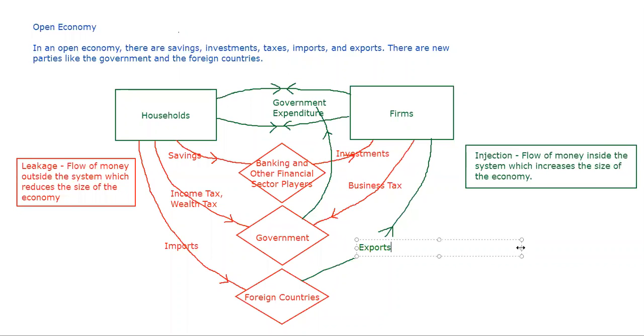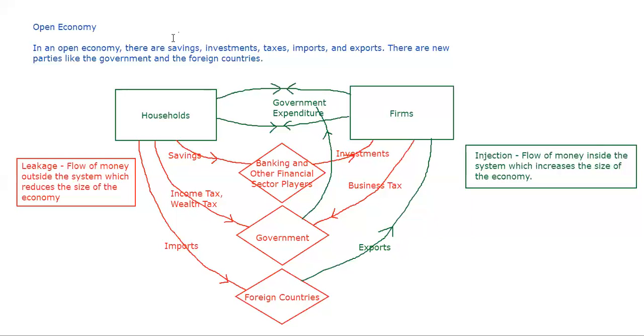Right? So readers must have realized by now that imports is a leakage. Why is it a leakage? Because whatever money you earn, if you spend part of that on imported goods, then the money is flowing out of your economy and going to the other country. That's a leakage. If it keeps on happening, it will reduce the size of your economy. On the other hand, exports is basically your domestic firms selling their goods abroad and the money coming from abroad. So that's an injection happening from the foreign countries. So exports is an injection.